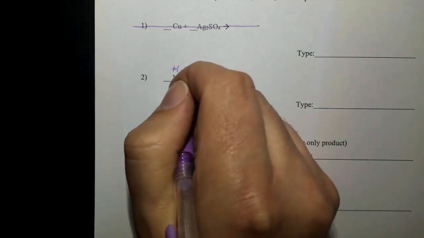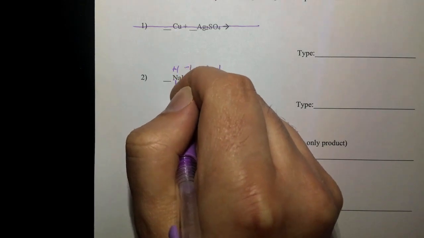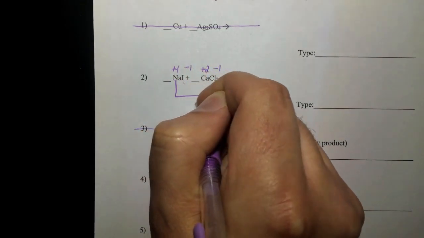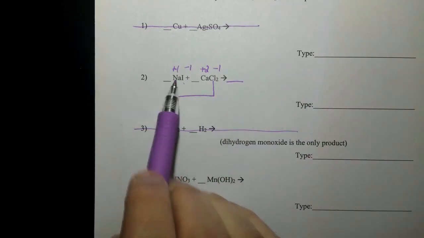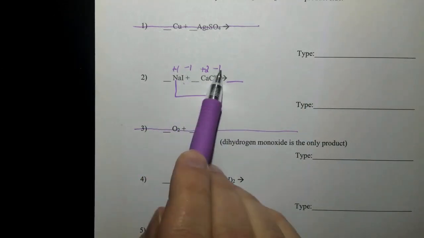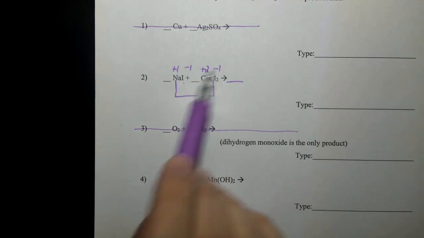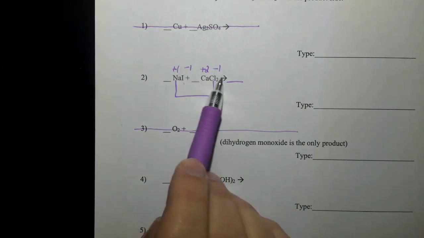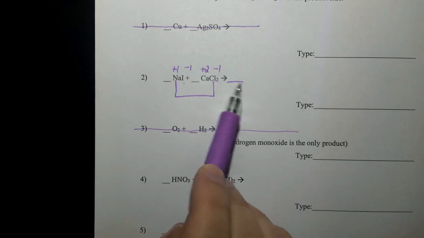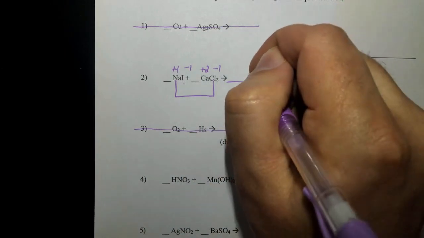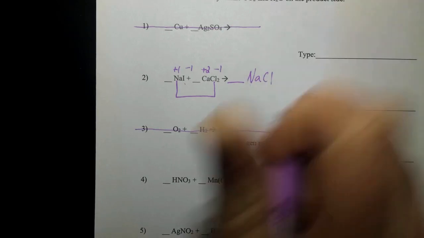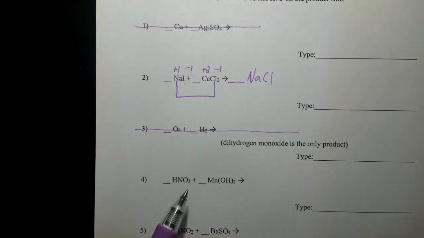What's going to happen is the positive from one molecule is going to come together with the negative of the other molecule. And to make it on the other side, I'm going to use these charges. So an Na with a +1 comes together with a Cl with a -1. What would that create here? It's going to make NaCl. The +1 and -1 cancel each other out right away.